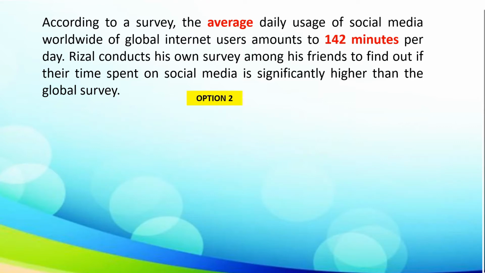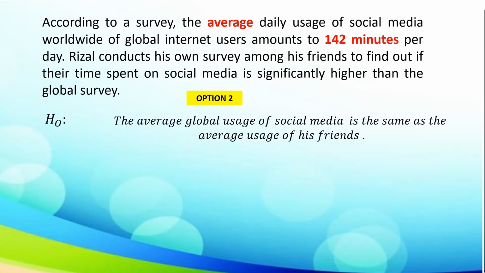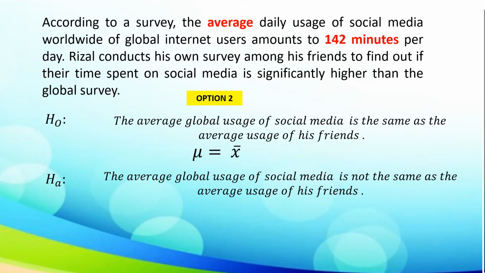To apply option 2, we have the null hypothesis as the average global usage of social media is the same as the average usage of his friends. In symbol, we have mu is equal to x bar, or the mean of the population is equal to the mean of the sample. For its alternative hypothesis, we can have the average global usage of social media is not the same as the average usage of his friends. In symbol, we have mu is not equal to x bar, or the mean of the population is not equal to the mean of the sample.